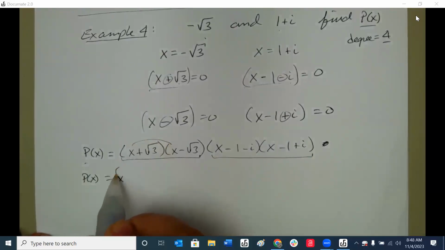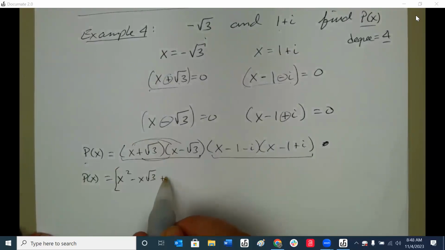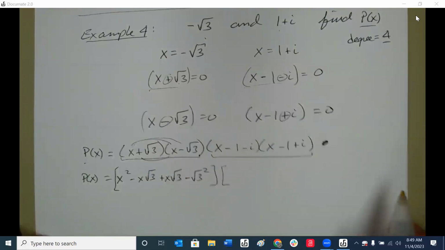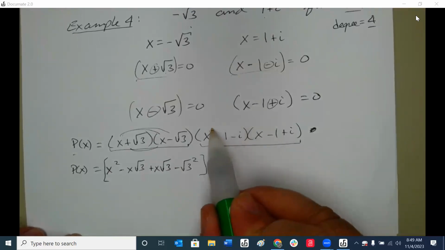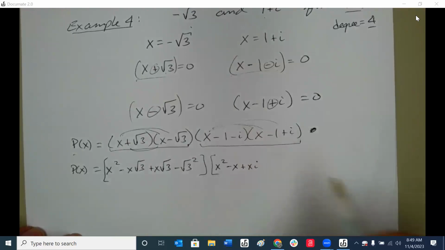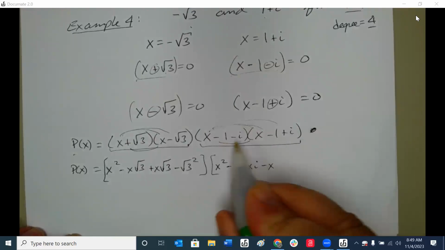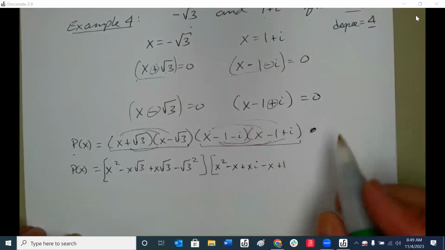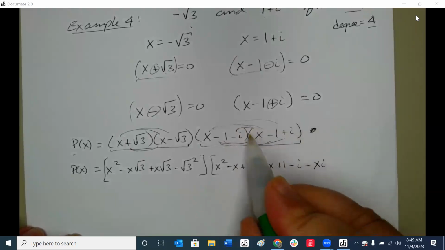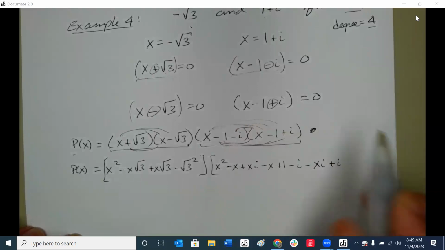x times x is x squared, minus x radical 3, plus x radical 3, minus radical 3 squared. That's the first one. The second one's going to be a lot longer. x times x is x squared. x times negative 1 is negative x. x times positive i is xi. Negative 1 times x is negative x. Negative 1 times negative 1 is positive 1. Negative 1 times positive i is negative i. Negative i times x is negative xi. Negative i times negative 1 is positive i. Negative i times positive i is negative i squared.